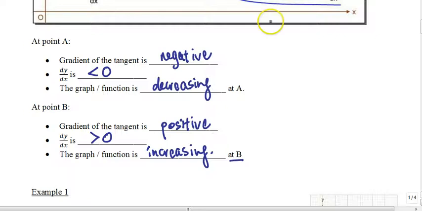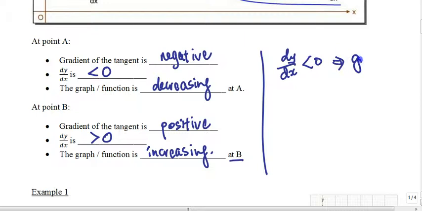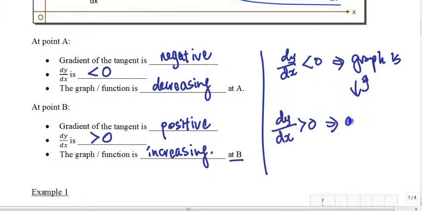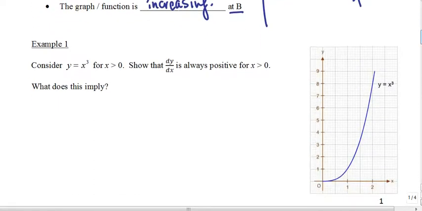Okay, so you can see that in general, when dy over dx is less than 0, we can say that the graph or the function is decreasing. And if dy over dx is more than 0, we can say that the graph is increasing. Okay, how will we apply this? Let's look at the worked example.